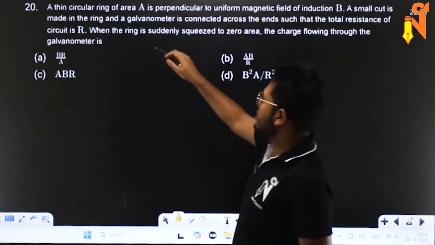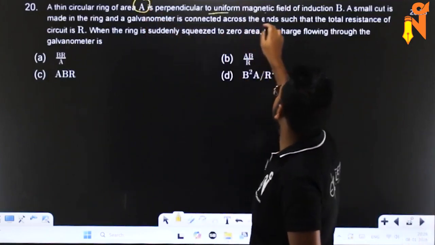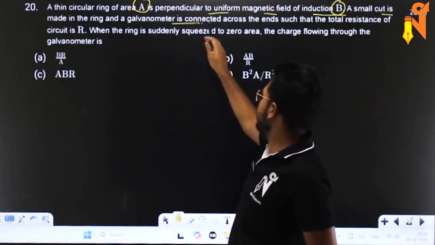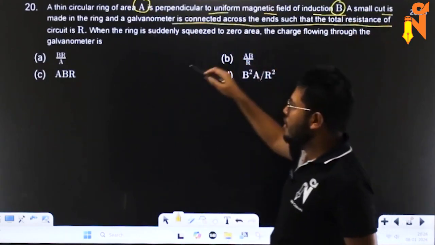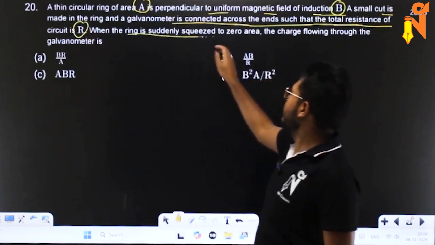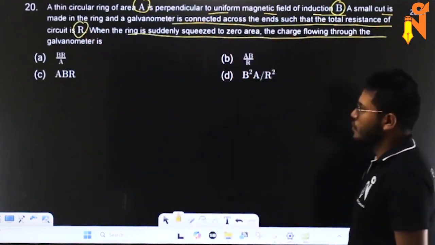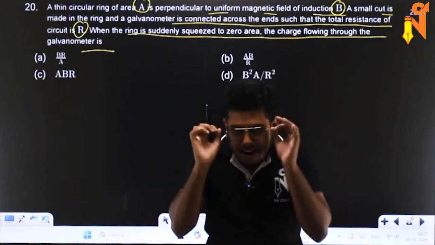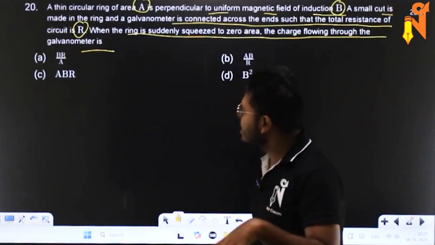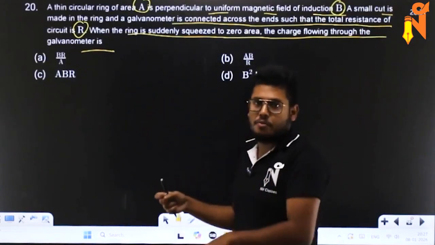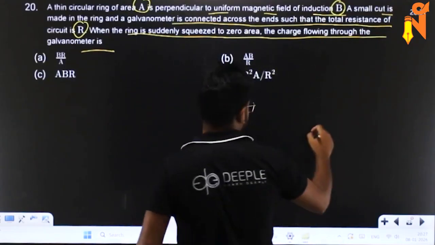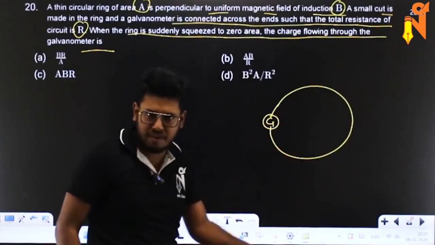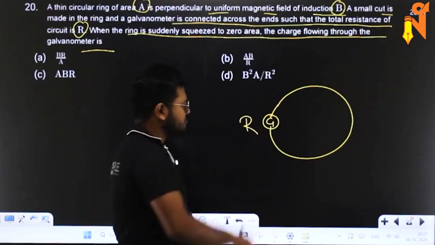A thin circular ring of area A is perpendicular to the uniform magnetic field induction B. A small cut is made in the ring and a galvanometer is connected across the ends such that the total resistance of the circuit is R. Now when the ring is suddenly squeezed to zero area, the charge flowing through the galvanometer is? This question is utterly simple, I would say, guys. The only thing is the big language of the question that is probably making you fall prey to it. The simple story is that there is an area, and a galvanometer just to measure the current. There is no tricky thing about it. Resistance is R.